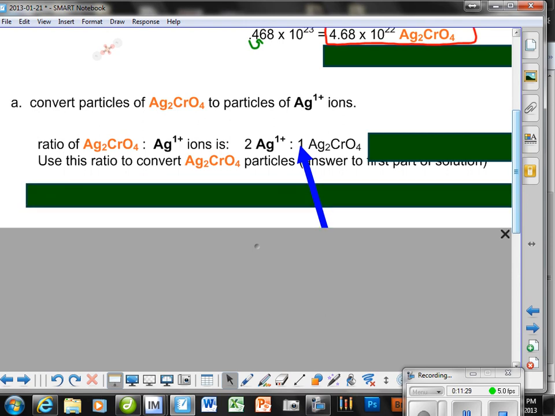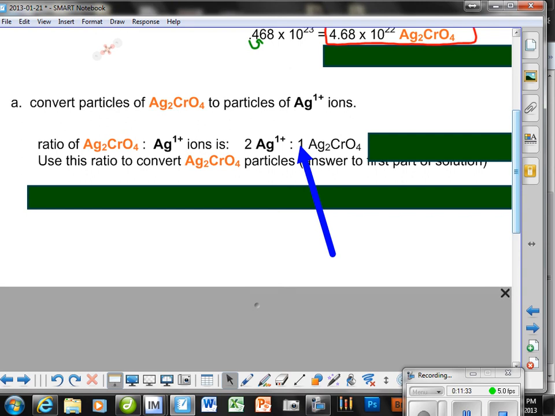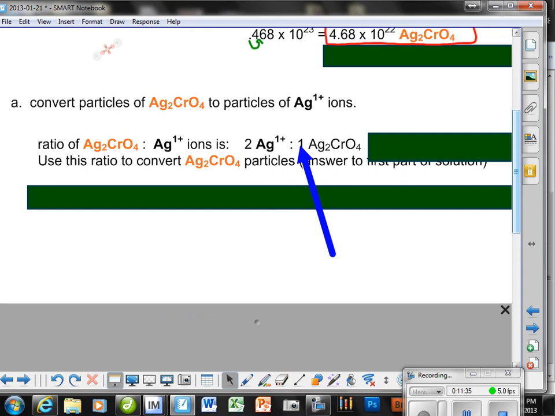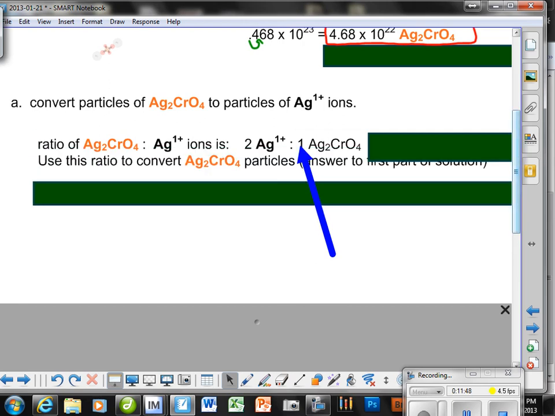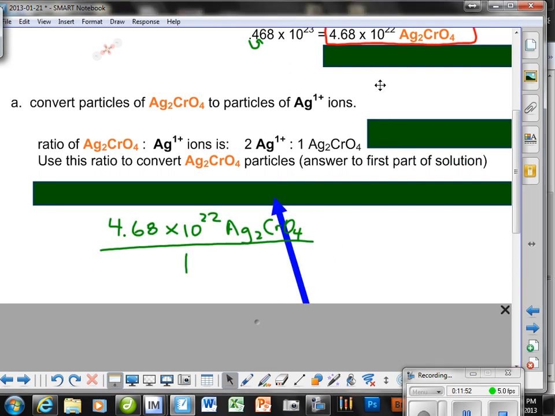Oh, I got to stop saying that. So we use that ratio to find our answer, and that's going to happen right down here. So let's look at how this works. Because of the answer up here, we can take that number and start our calculation down here.